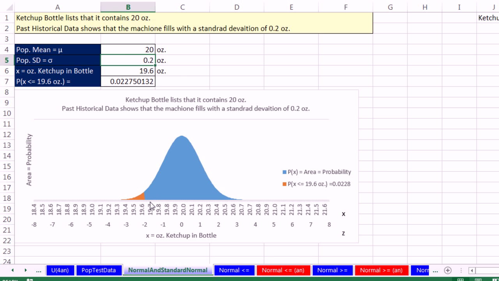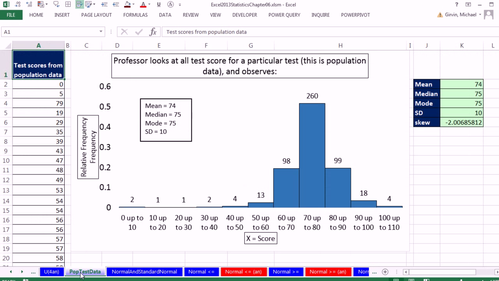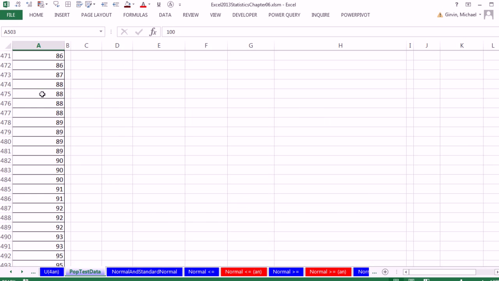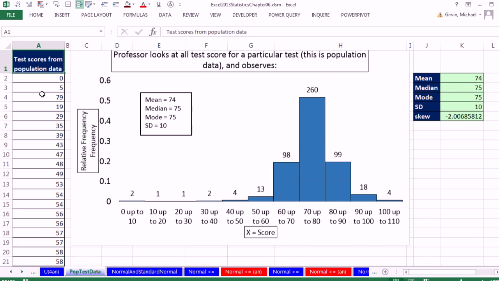Mean moves it along the axis. Now we're going to look at one example of each type of the probability examples. I'm on the sheet pop test data. Here's the data. So Control Down Arrow, right? It's just the professor kept the data.